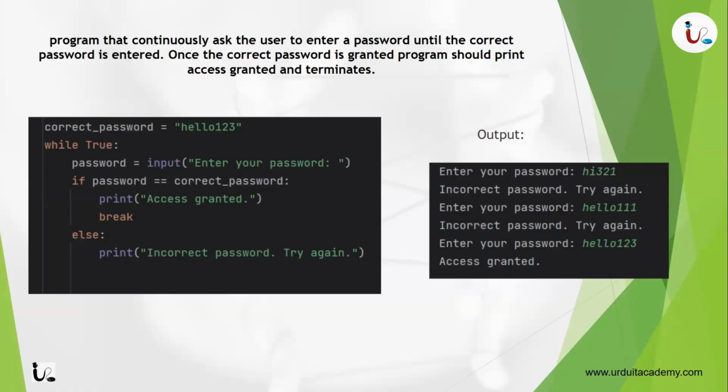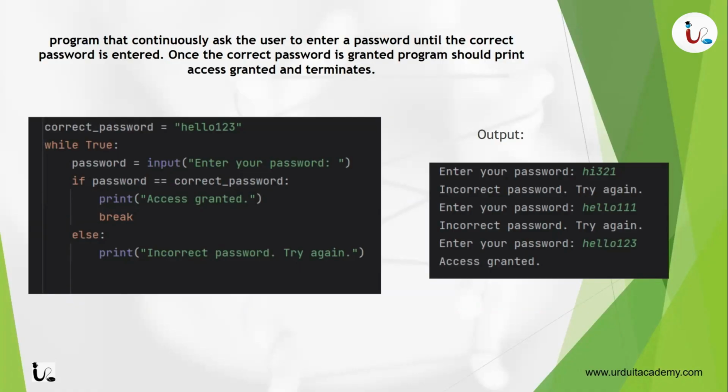Here you can see first I have given a correct password. I have created a variable correct_password and set it to the value hello123. Since hello123 is a string, you have to add it inside double quotes. Below that there is a while loop, while True. While True means True is always true, so it's going to be a forever loop.